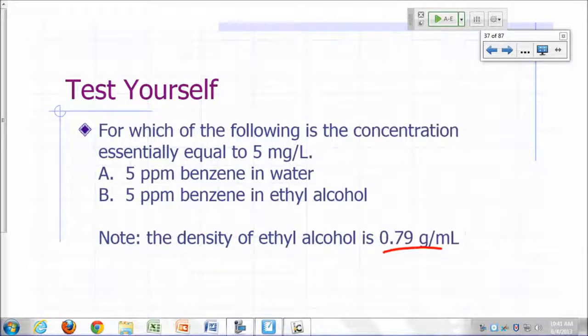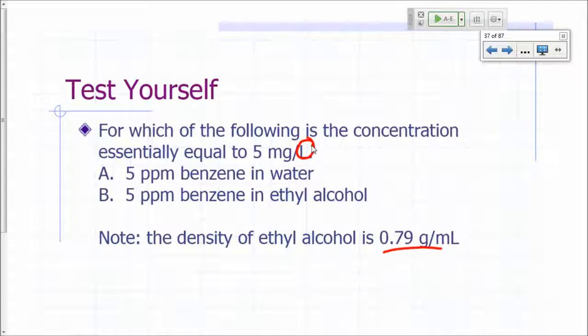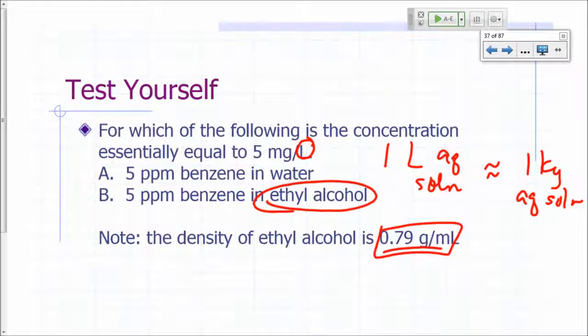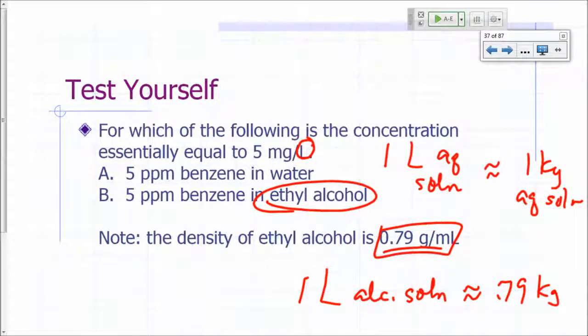Why? Because since this is a very dilute solution, 1 liter of aqueous solution is essentially 1 kilogram of aqueous solution. Okay? But for ethyl alcohol, an alcoholic solution, since the density is only 0.79 grams per mL, 1 liter of alcoholic solution, in this particular case, is 0.79 kilograms. So you cannot say that the parts per million there is going to be the same.